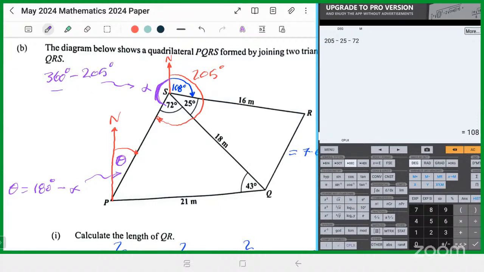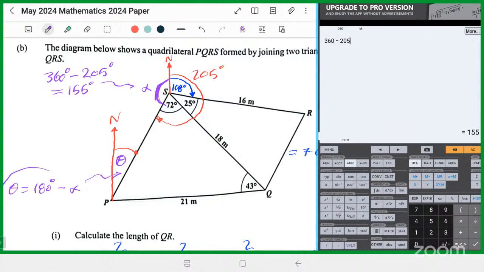This is one way to do the question, but I'm going to show you another way after this. So I'm going to do 360 minus 205, and I get 155, because it's 155 degrees.